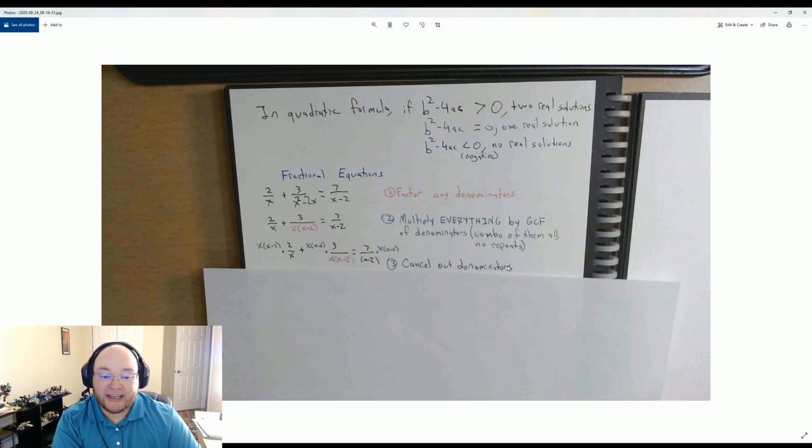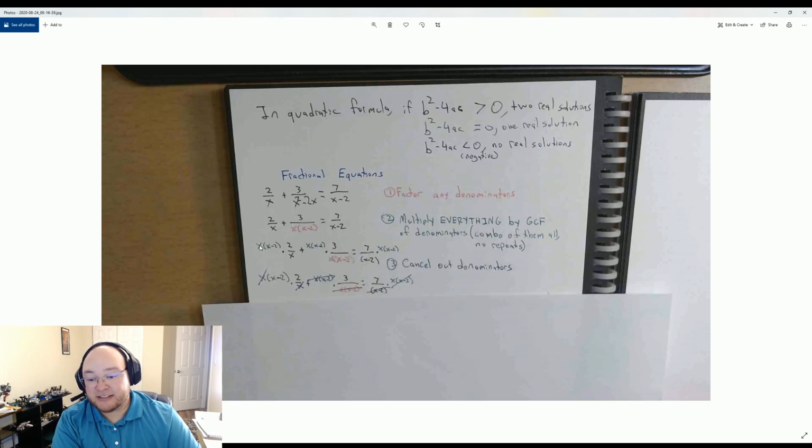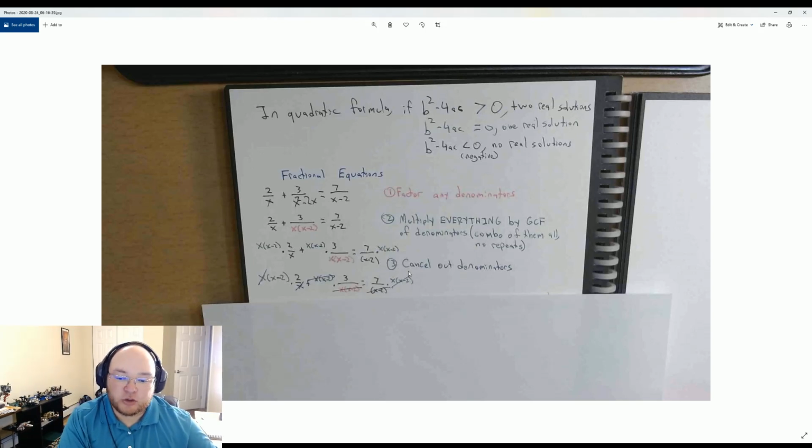Then we're going to cancel out denominators. What that means is there's an x here and an x here. They cancel out. X minus 2, they all cancel out. And on this one, the x minus 2's cancel out. So really all we've done is tried to get rid of every single fraction, so we don't have to worry about fractions. Now you're going to multiply out and solve.